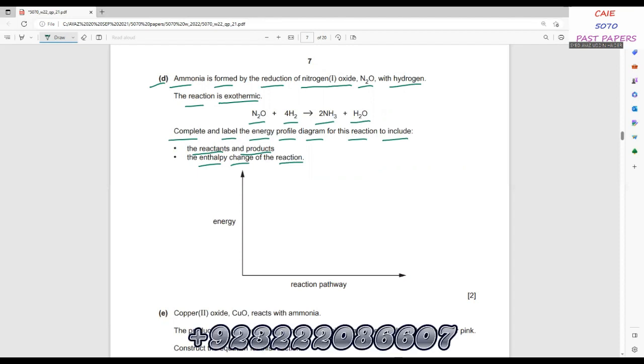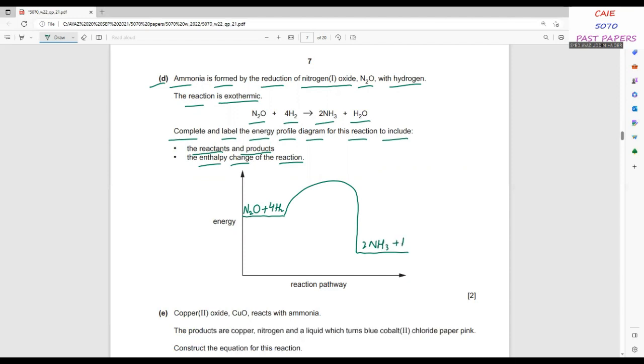The reaction is exothermic, so the product will be on the lower energy state. So if this is the reactant, we'll have energy hump, and this will be for the product. Now I'm writing the symbols for reactants and products. Reactant is N2O plus 4H2. The product side, you have 2NH3 plus H2O.